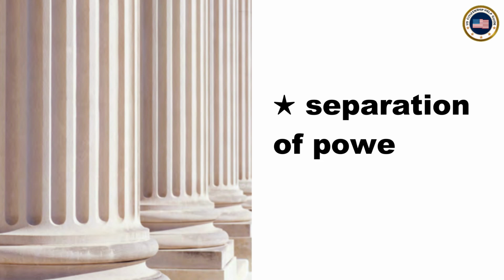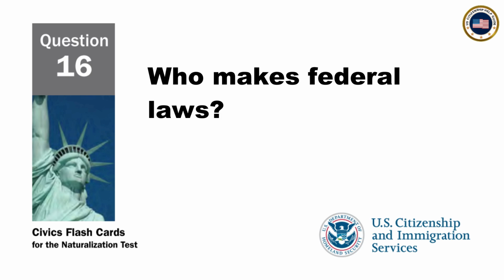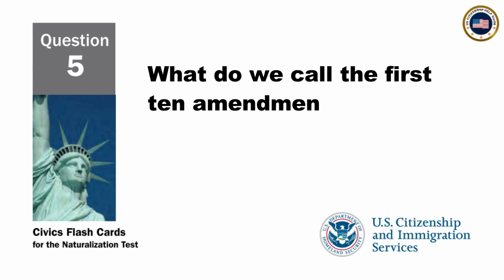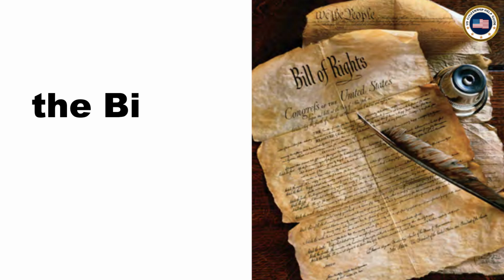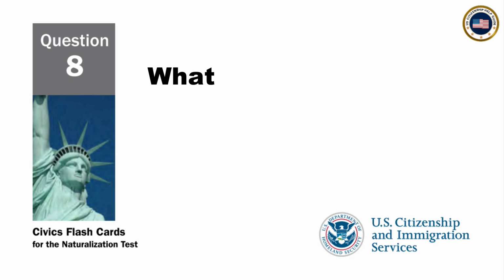What is one right or freedom from the First Amendment? Religion. Who makes federal laws? Congress. What do we call the first 10 amendments to the Constitution? The Bill of Rights. What is the supreme law of the land? The Constitution.